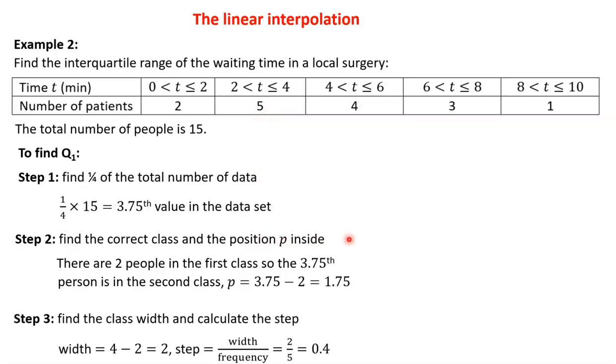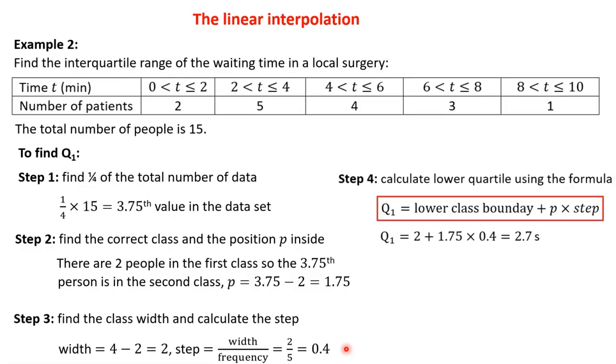In the next step, we need to find the class width. So 4 minus 2 is 2, and to calculate the step, we just divide this class width by the frequency, 5 people, and the step is 0.4. So finally, to calculate the lower quartile, we can use this simple formula. We start from the lower class boundary, and then we multiply the step by the position inside of this interval. And if we do it, we'll get for Q1 2.7 seconds.